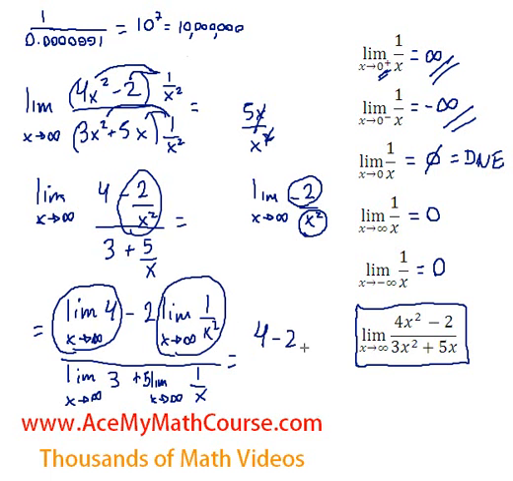So we have just negative 2 times 0. Down at the bottom, the limit as x approaches infinity for 3 is just 3. And the limit as x approaches infinity of 1 over x is just 0, like we already knew. So we have 5 times 0. So these guys cancel out, because negative 2 times 0 is 0, 5 times 0 is 0. So we end up with 4 over 3, and that is the limit as x approaches infinity of our rational expression right here.